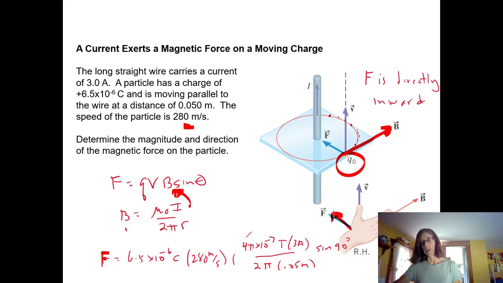force that is on that particle, and the direction of that force using the right-hand rule. The direction of that force is going to be directly inward, because if that velocity is upward and the field is pointing to the right using the right-hand rule, then that force is going to be perpendicular to it.